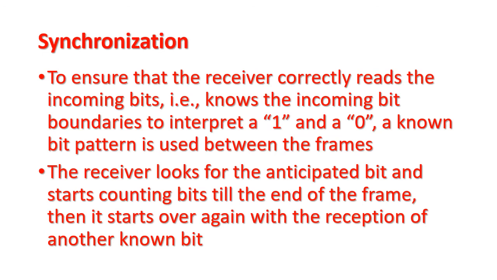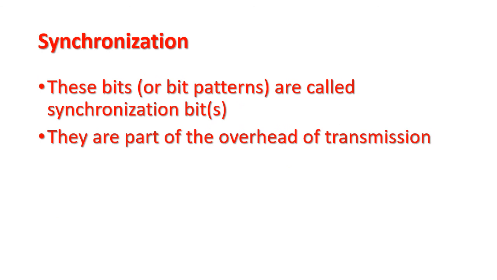Synchronization. To ensure that the receiver correctly reads the incoming bits, i.e. knows the incoming bit boundaries to interpret a 1 and a 0, a known bit pattern is used between the frames. The receiver looks for the anticipated bit and starts counting bits until the end of the frame. Then it starts over again with the reception of another known bit or expected bit. These bits, or bit patterns, are called synchronization bits. They are part of the overhead of the transmission.